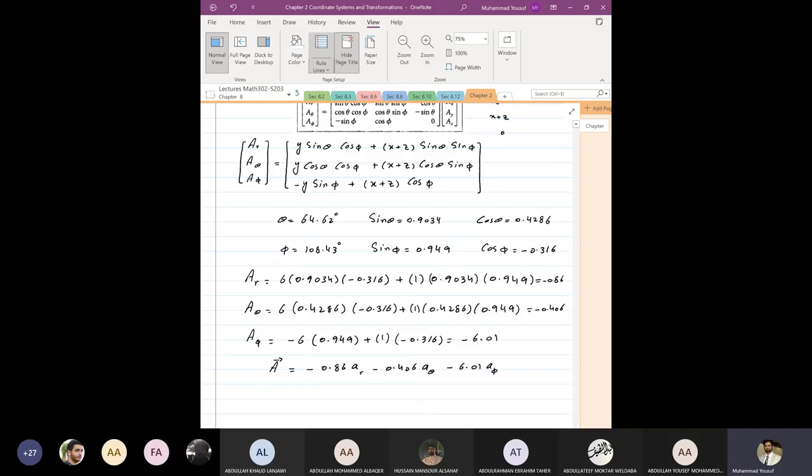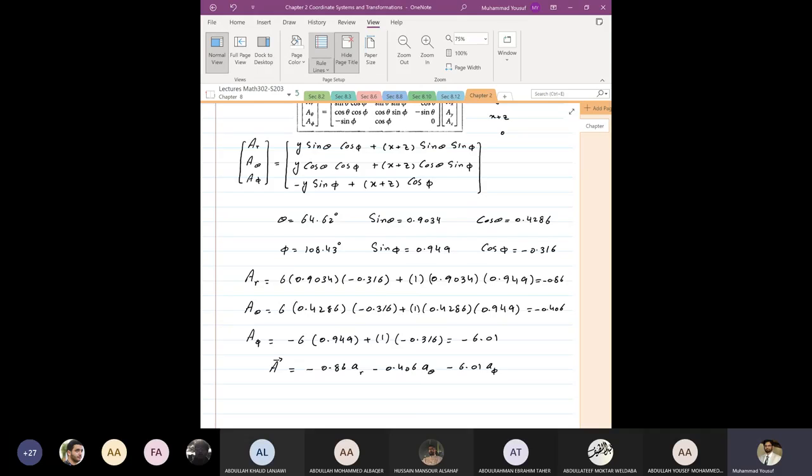Similarly, there is another practice problem 2.2. Express the following vector in Cartesian. The first vector is given in rho, phi, and z. When a vector is given in rho, phi, and z, it is in cylindrical coordinates. So you convert from cylindrical to Cartesian. And also there is a vector given in r and phi.